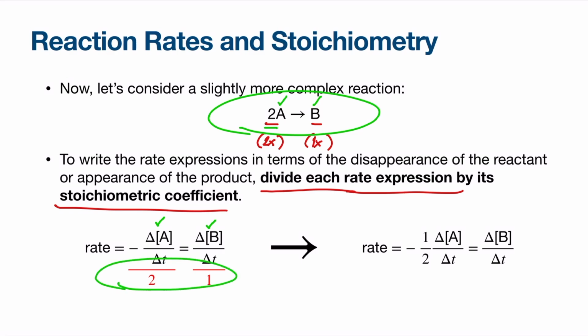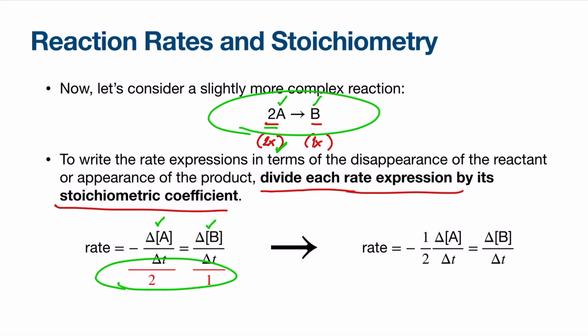Dividing by the coefficients accounts for the fact that A and B change at different speeds. Earlier, we mentioned that A disappears twice as fast as B forms. This allows us to report a single consistent reaction rate for the entire reaction.